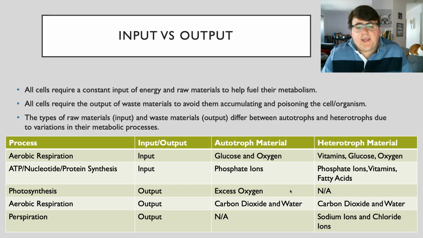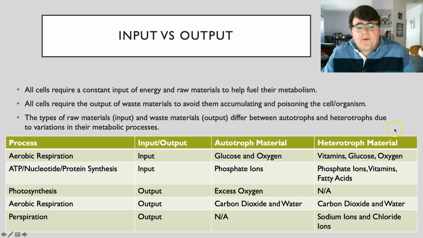So whenever we're taking in those raw materials and energy into a cell, we call that the cell input. Whenever we're getting rid of our waste materials from a cell, we call that the cell output. The types of input and output are different based on whether they're an autotroph or heterotroph. So again, I've got a table here outlining just a few of those differences.